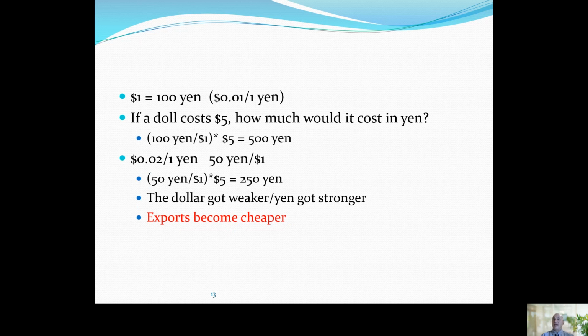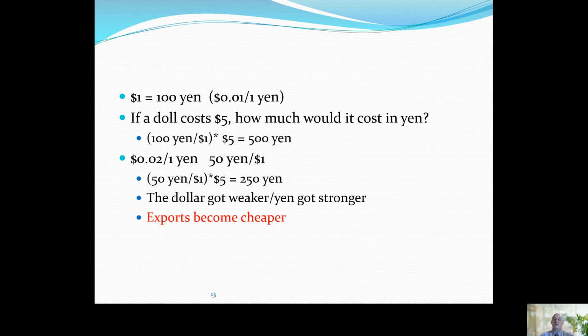So in the United States, if I produce a doll and put a price tag of $5 on it, over in Japan, it's going to have a price tag that says 500 yen. If the exchange rate changes, then the doll still says $5 in the United States, but over in Japan, it says 250 yen. So what that means is the dollar got weaker and the yen got stronger, and our exports just became cheaper.